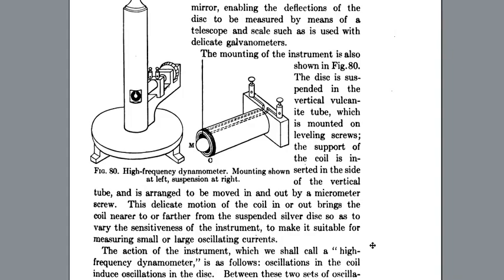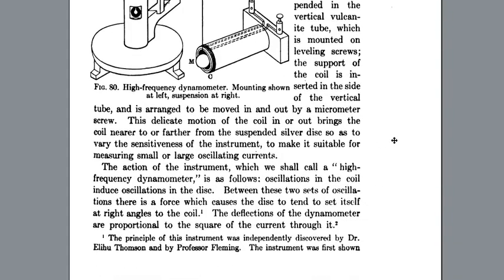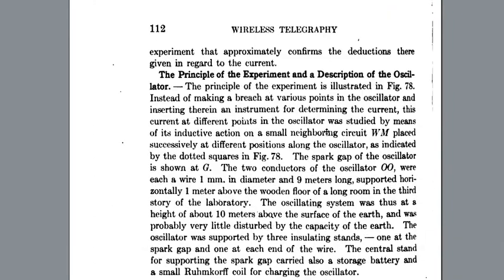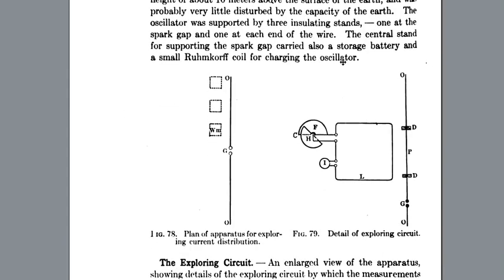Oscillations in the coil induce oscillations in the disc. Between these two sets of oscillations, there is a force which causes the disc to tend to set itself at right angles to the coil. The deflections of the dynamometer are proportional to the square of the current through it.